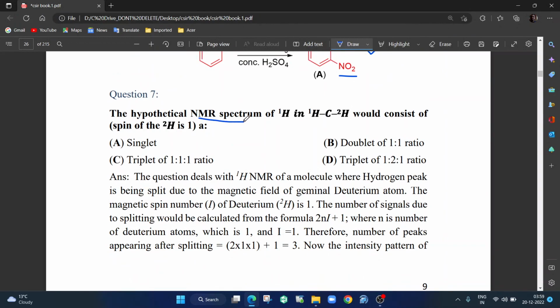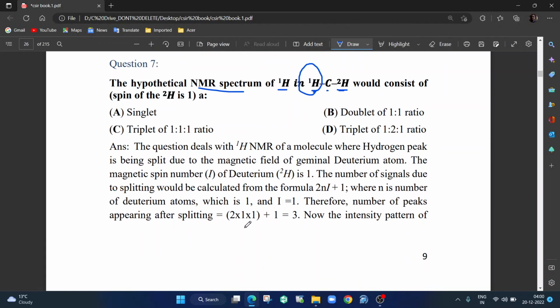The hypothetical NMR spectrum of proton in H1 C H2. So, the proton is being split by deuterium, and we have to look at the proton NMR. We have to understand that it is being split by geminal deuterium. Now, how does the splitting occur? It occurs by the formula 2nI plus 1. The I for deuterium is 1, it is not half. For hydrogen it is half, but for deuterium it is 1. So, it becomes 2 into 1 into 1 plus 1, which is 3.